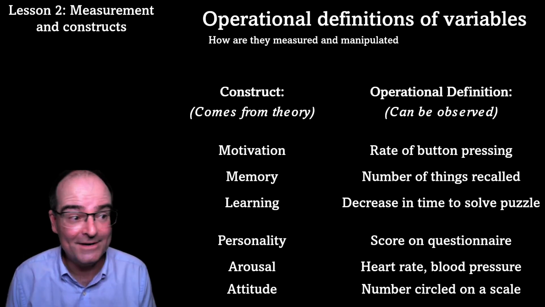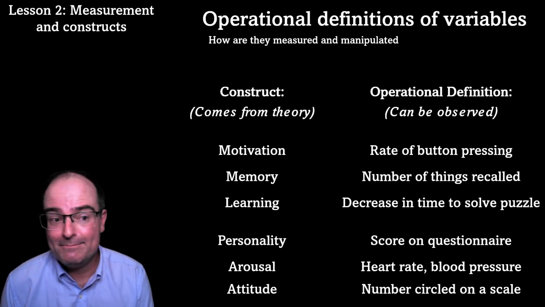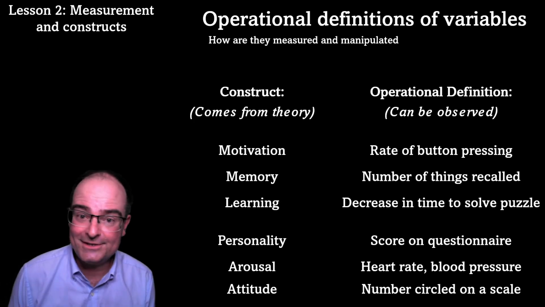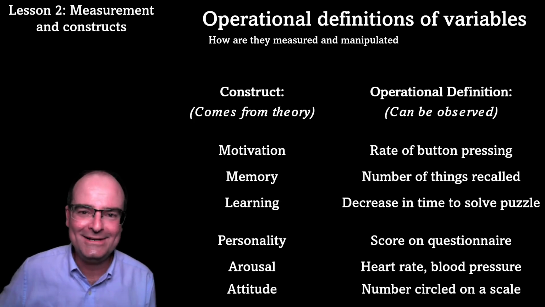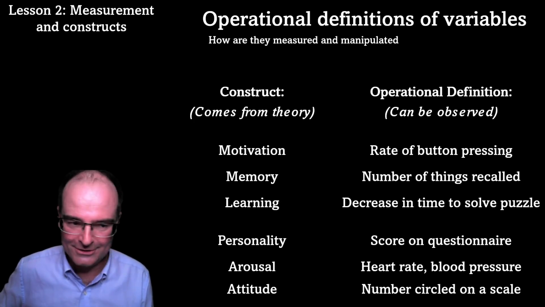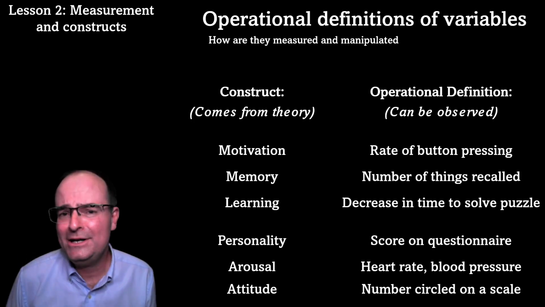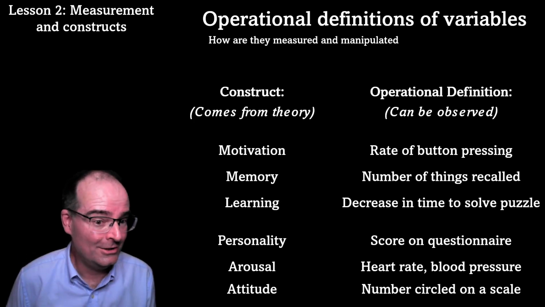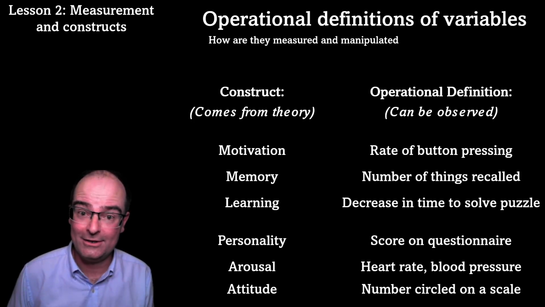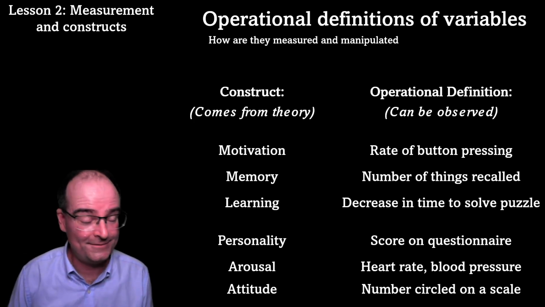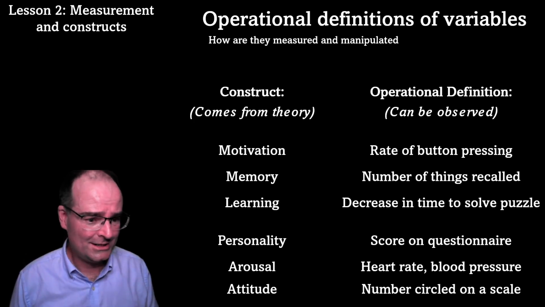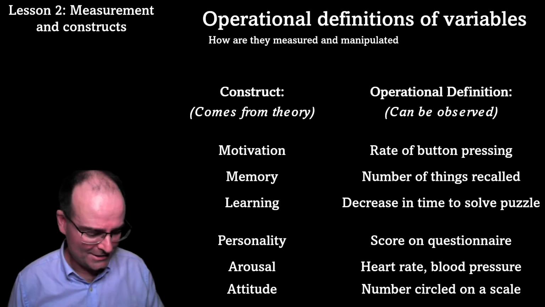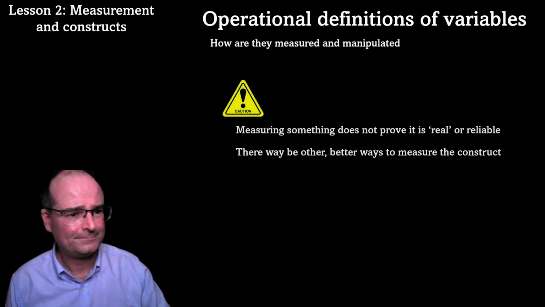So something like motivation, for example, you might measure it in terms of how often someone presses a button. Are you motivated to cross the road in Sydney? You're going to be hammering on that button. Or it might be the rat pressing a button. Memory, number of things recalled. Learning, decrease in time to solve a puzzle. Personality, your score on a questionnaire, or perhaps ratings by your friends and family on your personality. Arousal, your heart rate, your blood pressure. Attitudes are often measured by scales as well.